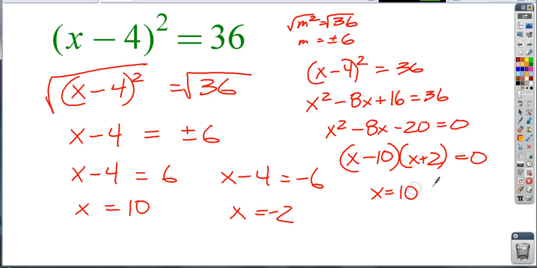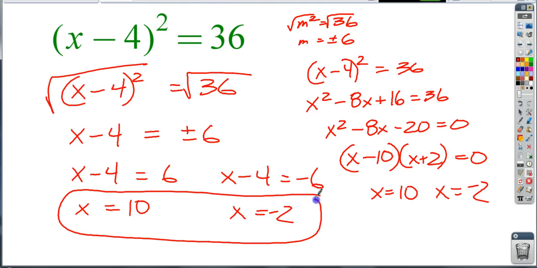so x would be equal to 10, and x would be equal to negative 2, which is the same thing that I have here, okay? Which it should happen. It's the same solutions, okay? And if you take these in here, if you do 10 minus 4 is 6, 6 squared is 36, and if I do negative 2 minus 4 is negative 6, negative 6 squared is 36, and they both work, okay?